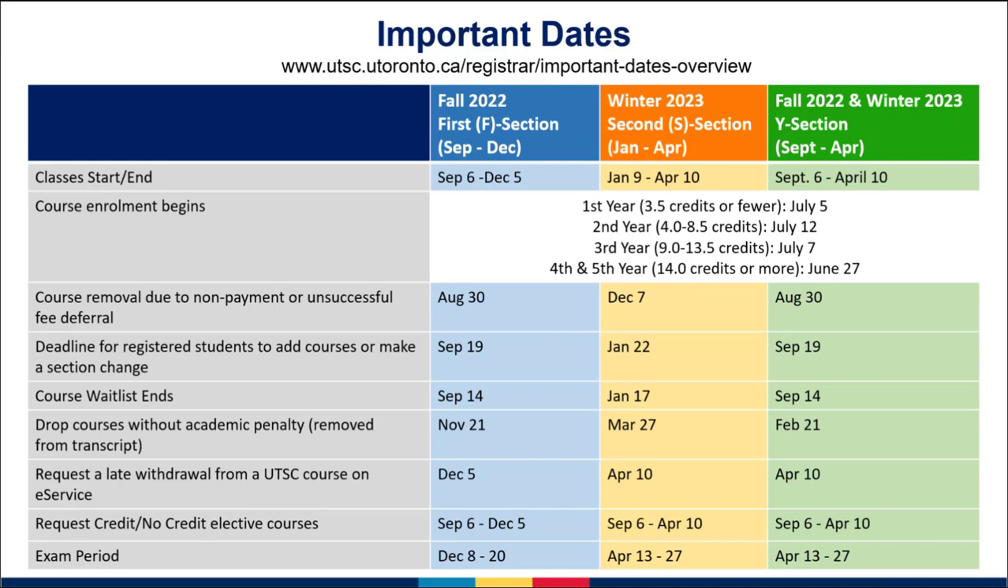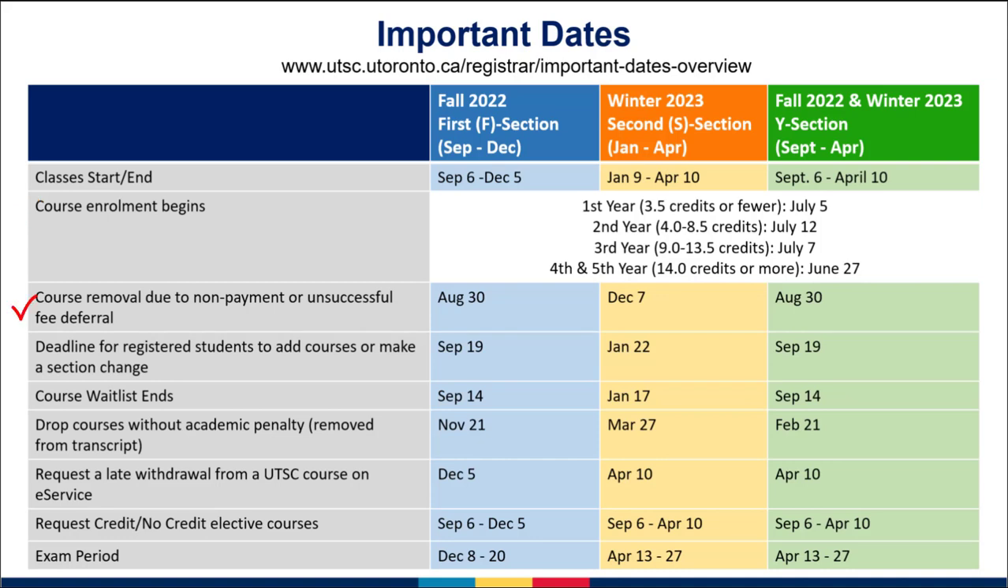So the majority of the courses are only offered for 1 semester. So there is the fall semester and the winter semester during your first year. But some of the courses are offered starting in the fall and ending in the winter, and they're called Y sections. So this is when the classes start and end. And the course enrollment date is based on how many credits you have. So the majority of you will be first year students. You might be in second or third year depending on how many transfer credits you have.